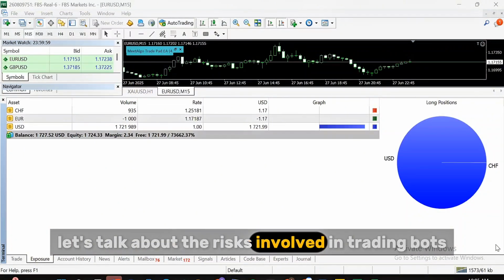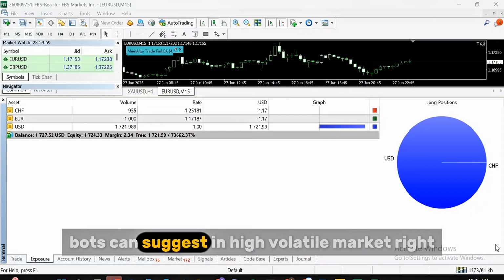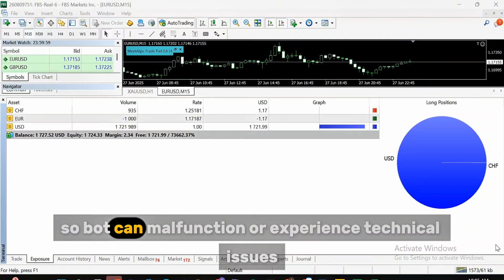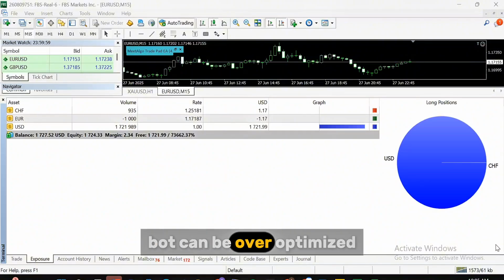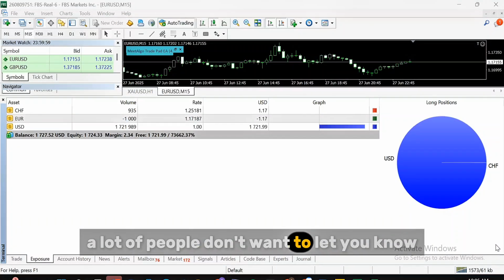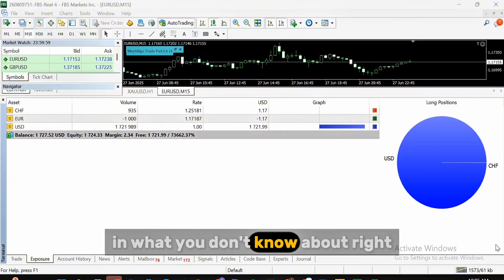Let's talk about the risks involved in trading bots or EAs. Number one, market volatility. Bots can struggle in highly volatile markets. Number two, technical issues. A bot can malfunction or experience technical issues. Number three, over-optimization. A bot can be over-optimized, leading to poor performance in live trading. A lot of people don't want to let you know this. They want you to just invest in what you don't know about.